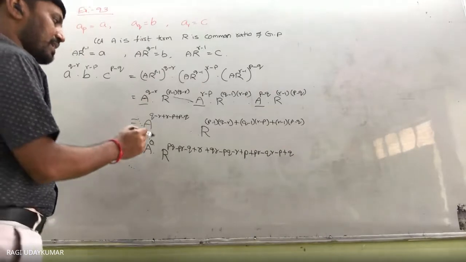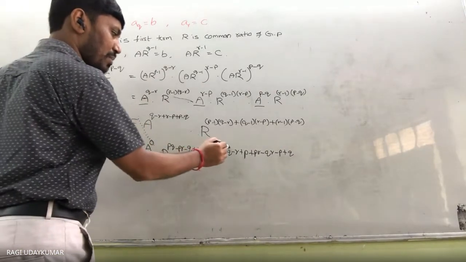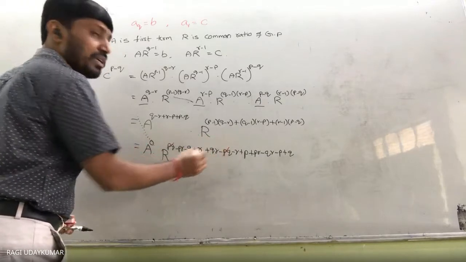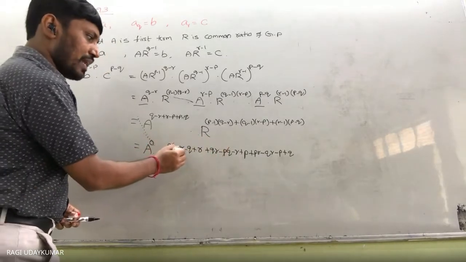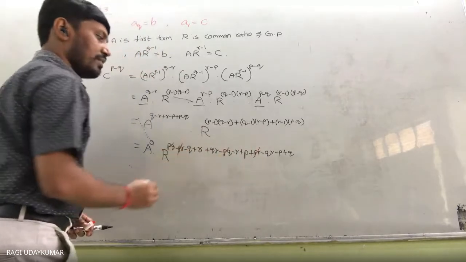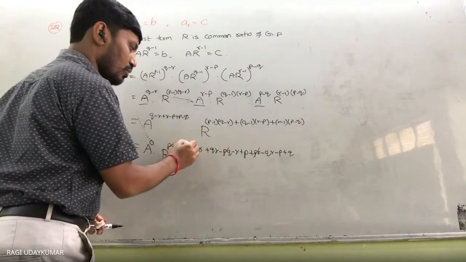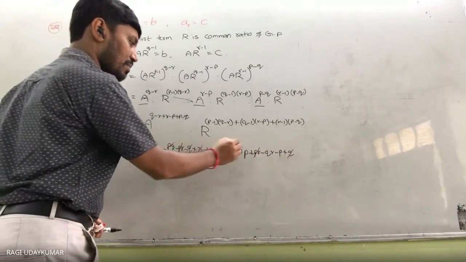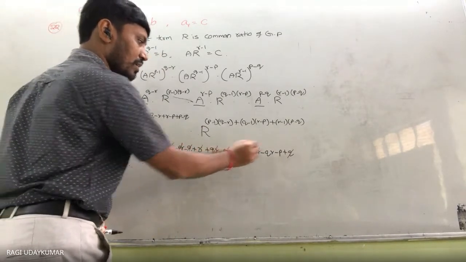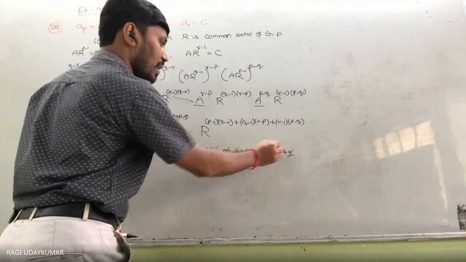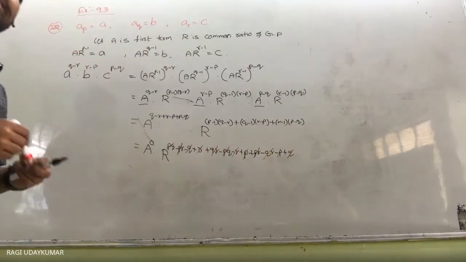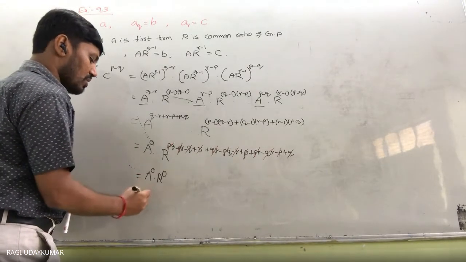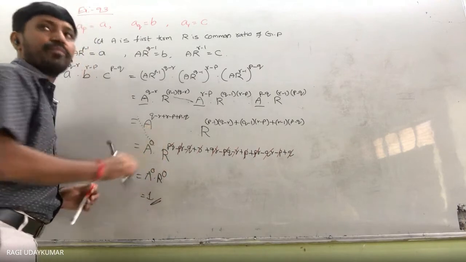All the terms will get cancelled. Here plus pq is there, here minus pq is there. Either plus pq, here minus pq. Minus pr plus pr. Minus q plus q is here. Plus r minus r. Plus qr minus q. Plus p minus p. So power is 0. So we are going to get here a power 0 into r power 0, which is equal to 1.